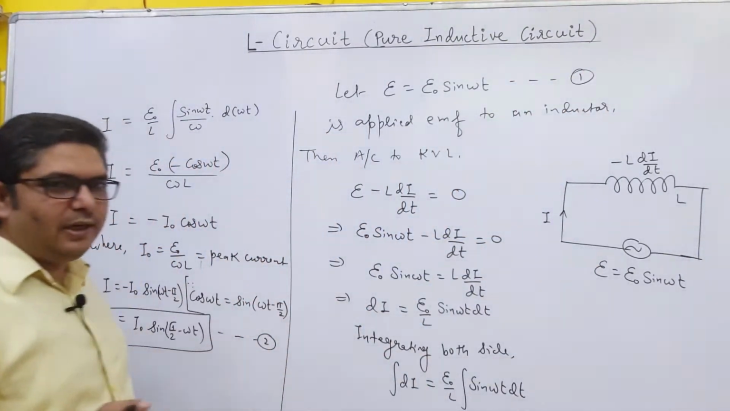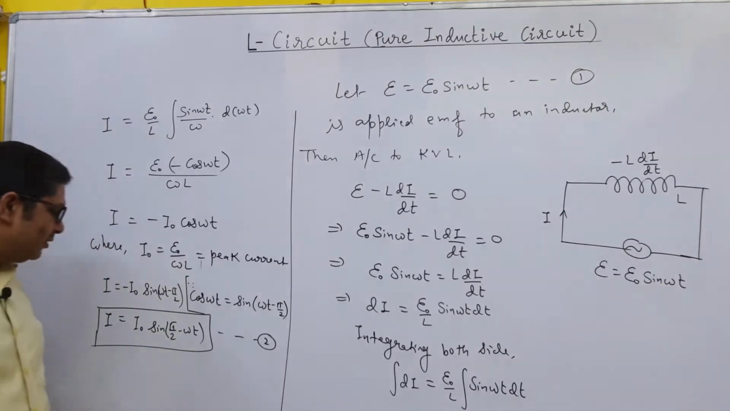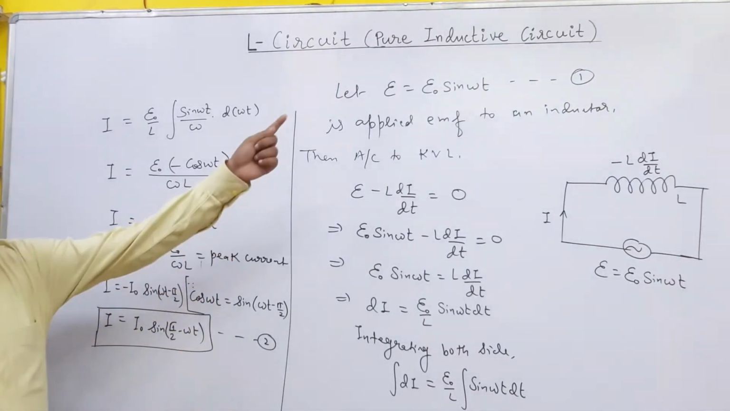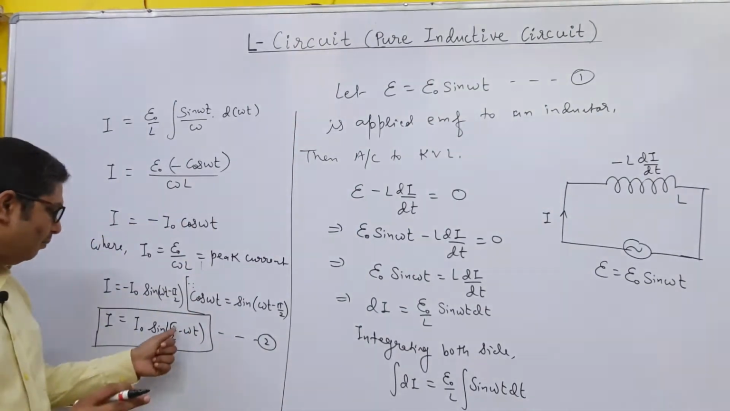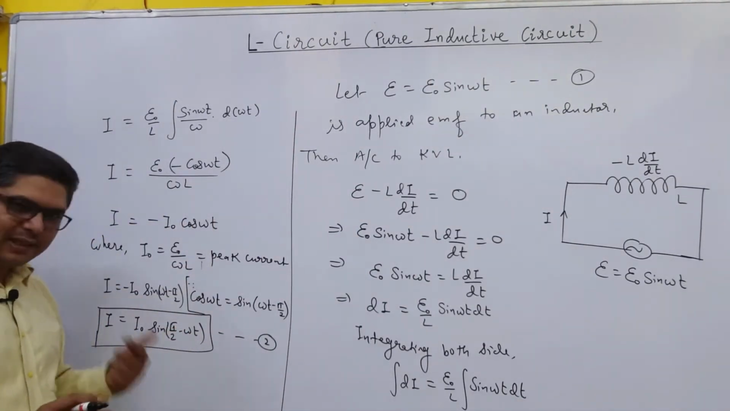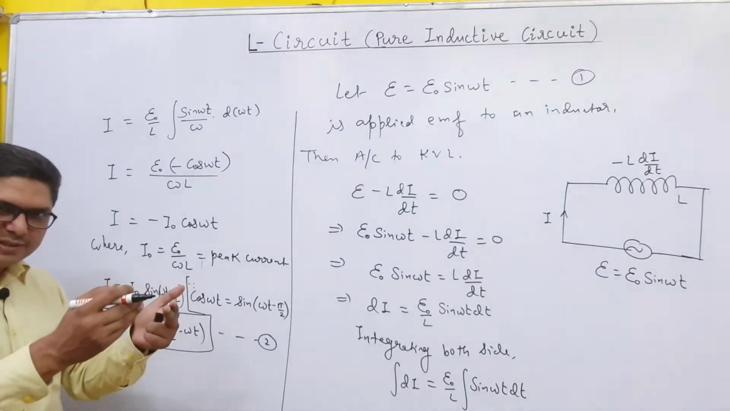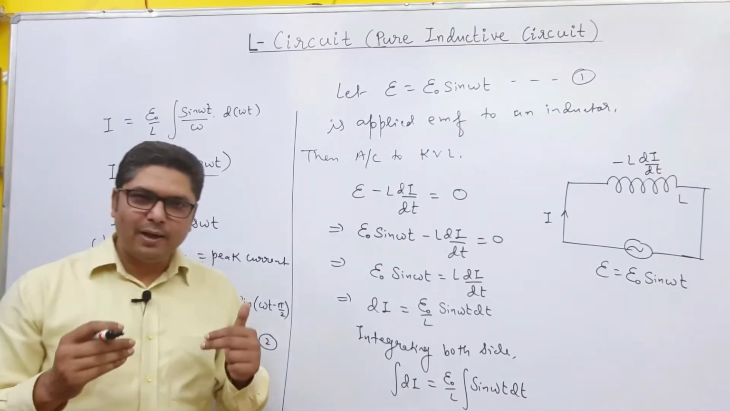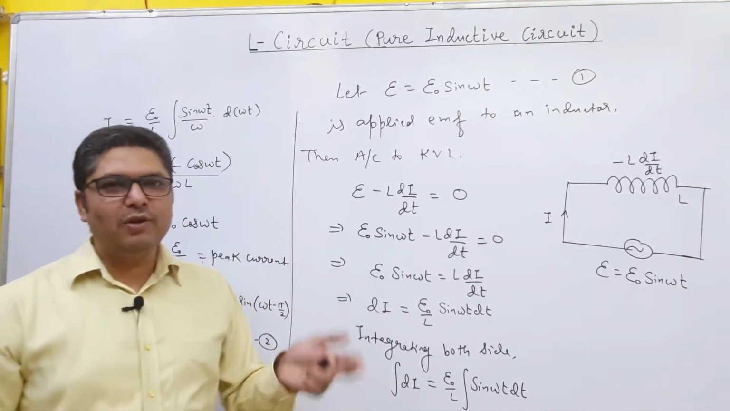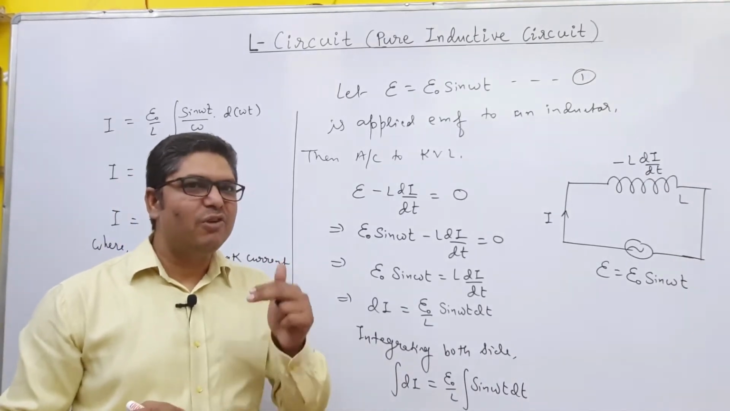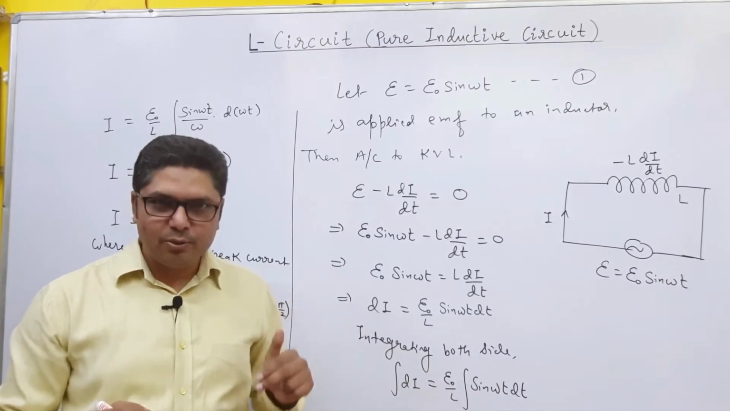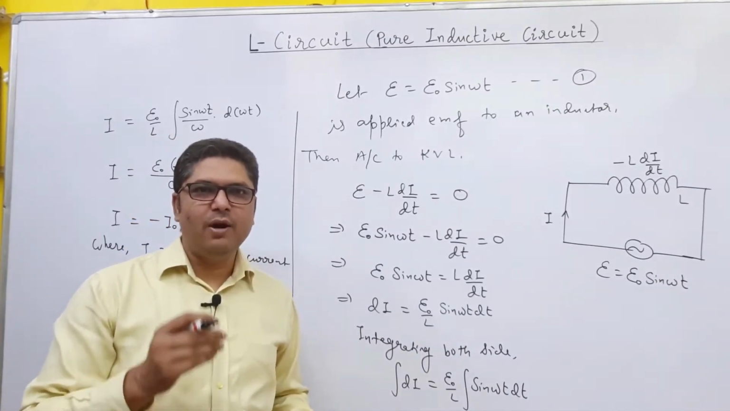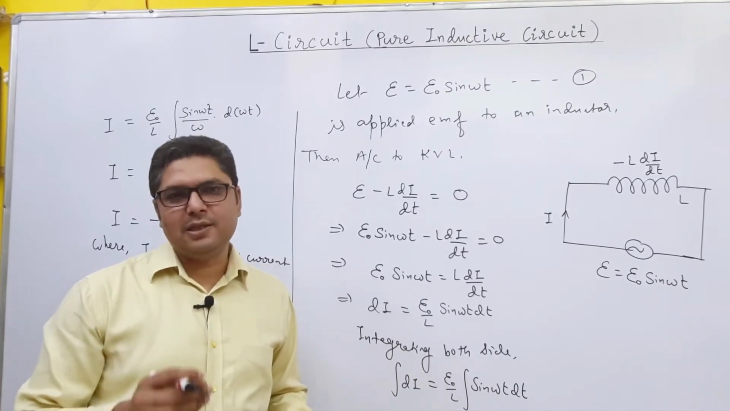From equation 1 and equation 2, if we subtract the phase, that is pi by 2 minus omega t from omega t, then you get pi by 2. So we say that current lags behind EMF by pi by 2, or we can also say that EMF leads current by pi by 2. It can be understood better with the help of a diagram. Let us see the diagram.